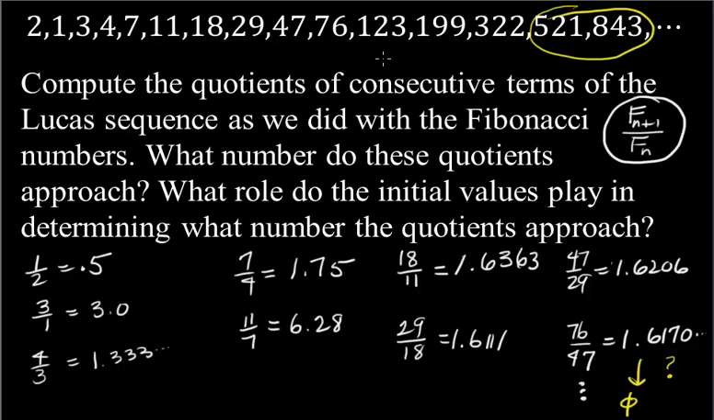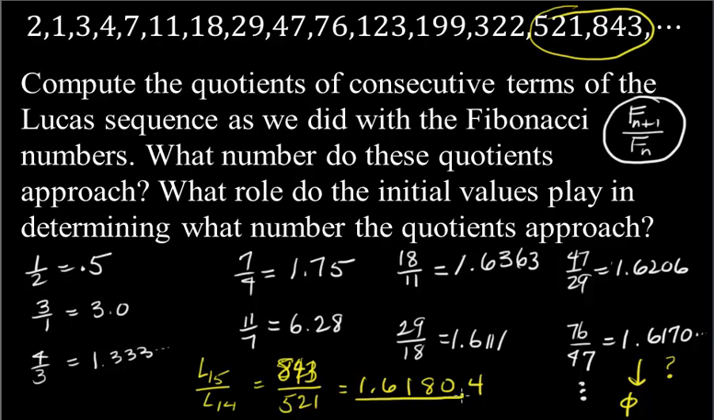Let's see, which Lucas numbers are those? We have 3, 6, 9, 10, 11, 12, 13, 14, 15. Okay, so if we take Lucas 15 divided by Lucas 14, we have 843, the larger one, divided by the one before it, 521. And we get 1.61804. And phi, this is correct out to 4 digits to phi.